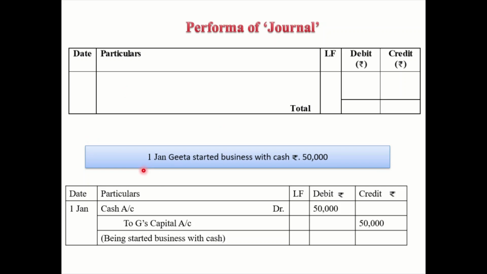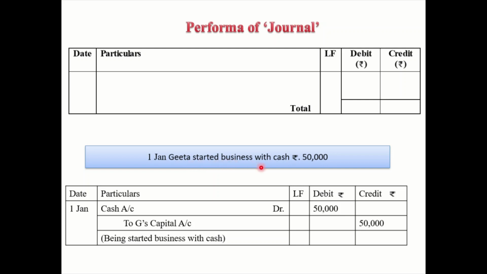First transaction is on 1st January, Geeta started a business with cash rupees 50,000. See, what is the first step? First of all, we have to identify which two accounts are involved in this transaction, because we record this journal entry based on the double entry system. In the double entry system, for every transaction there are two aspects, that is the receiving aspect and the giving aspect. That's why first of all we have to identify which two accounts are involved in these transactions.